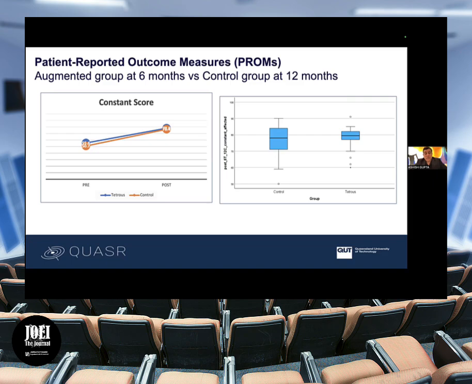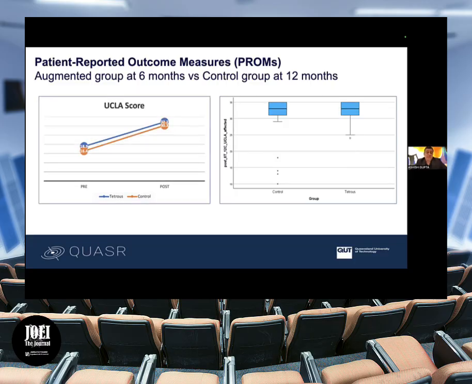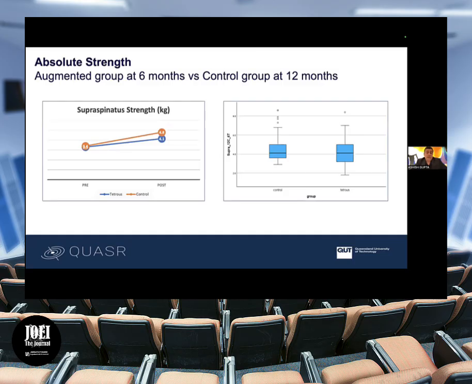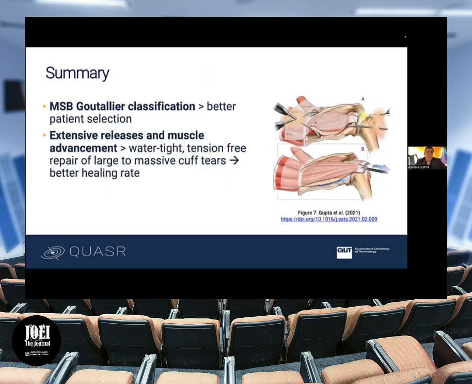So I've actually started counseling my patients now that they're going to get back their full strength and function at 6 months, which they were getting at 12 months, which in everybody's game is a game changer. The UCLA is better. And as I mentioned, the strength doesn't show that data right now, and that's probably because of our rehab protocol.